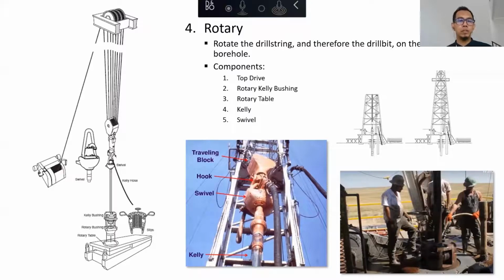So basically, all about the rotating system, you got the top drive, rotary Kelly bushing, rotary table, Kelly, and swivel.